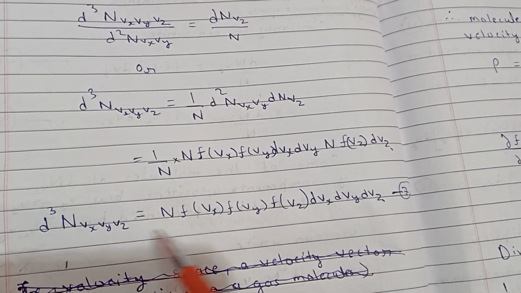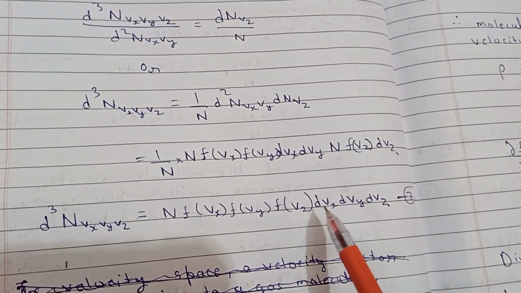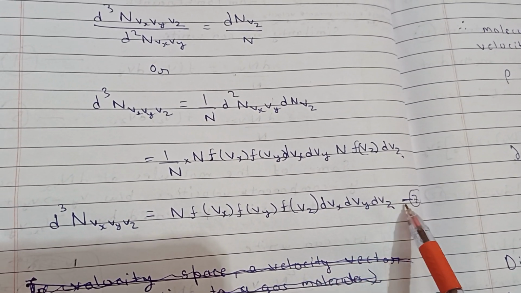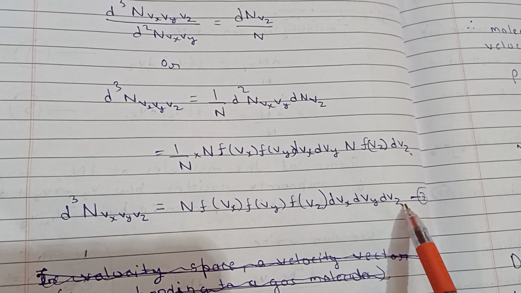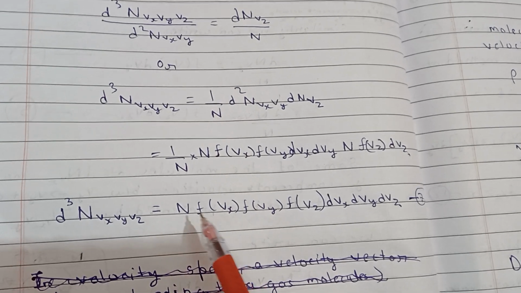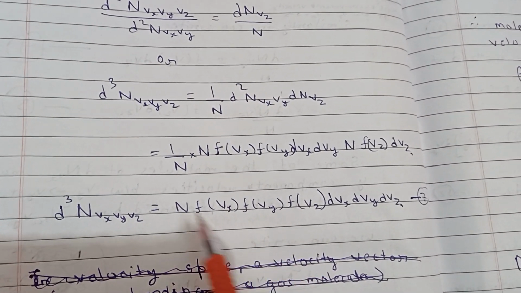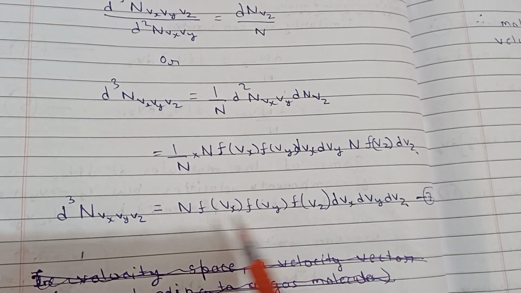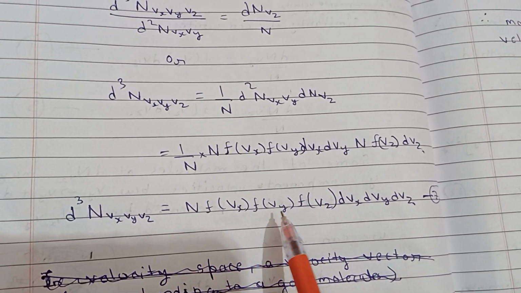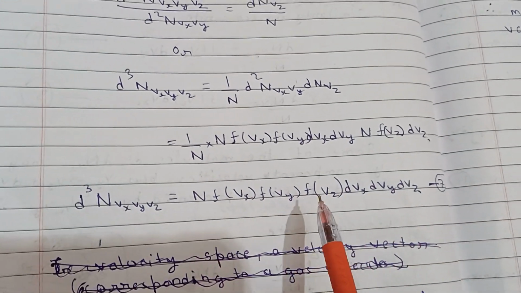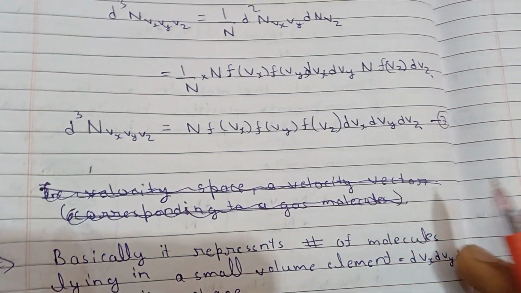So these are your total number of particles lying between v and v plus dv: n f(vx) f(vy) f(vz) dvx dvy dvz. If you divide this complete equation by dvx dvy dvz, this will give you the number density, that will be n f(vx) f(vy) f(vz). So now you have found the formula, but you don't know what f(vx), f(vy), f(vz) are. You need to find these values, only then can you use the formula. So let's find the values of these.